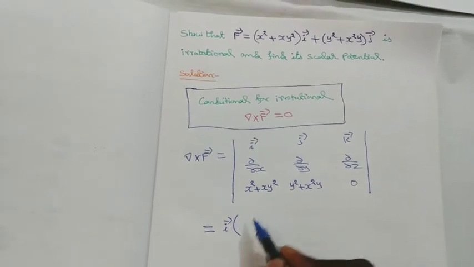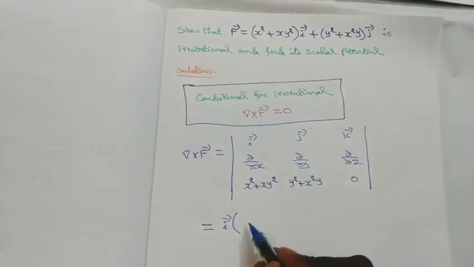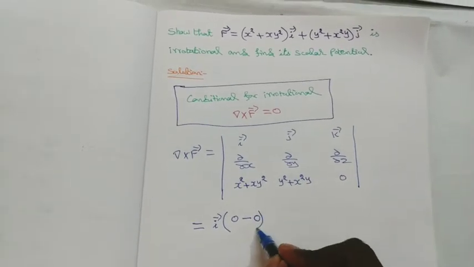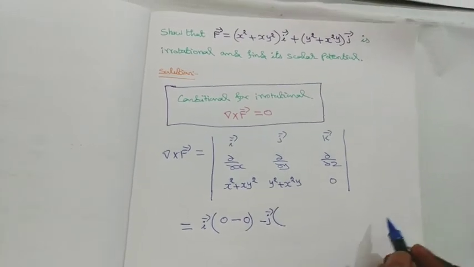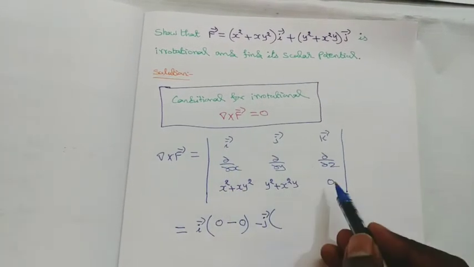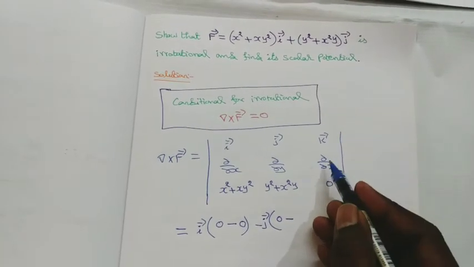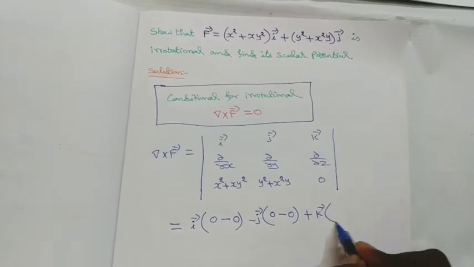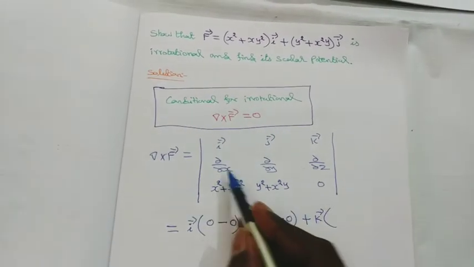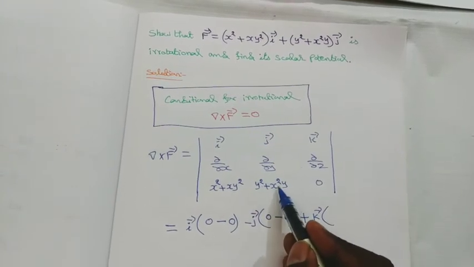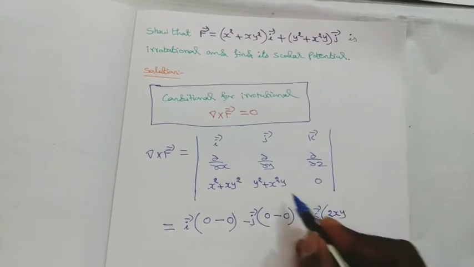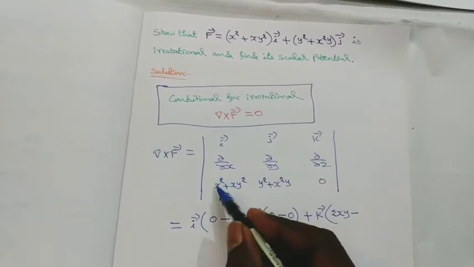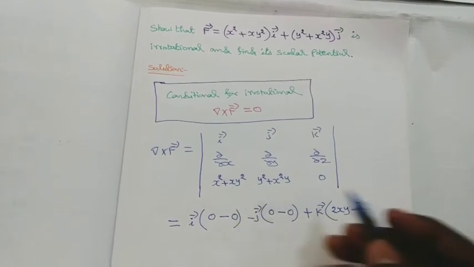So i vector into ∂/∂y of 0, 0, minus ∂/∂z of this, but there is no z term, so it is also 0. Minus j vector into, leave this, ∂/∂x of 0, 0, minus ∂/∂z of this, there is no z, so this is also 0. Plus k vector into, leave this, ∂/∂x of this with respect to x is 0, here 2xy because x² differentiates to 2x, minus ∂/∂y of this, here 0 because there is no y, here y² is 2y, so 2xy.